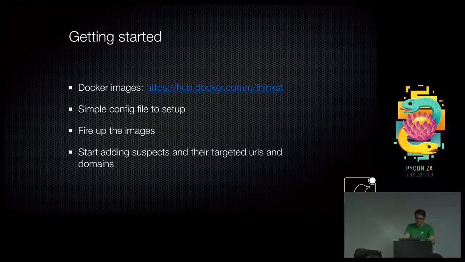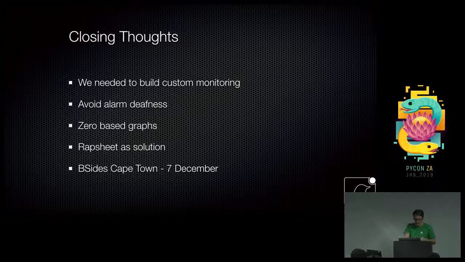So look, we know Rapsheet is not for everyone. This is for you if you need lots of DNS and HTTP monitoring in short periods of time. So to get you started, we're hosting all the Docker images on Docker Hub. It's a simple config file for you to set up. You do need a few API keys, mostly for Google SafeBrowsing. You fire up those images, and once it's up, you can just start adding suspects and their targeted URLs to the system.